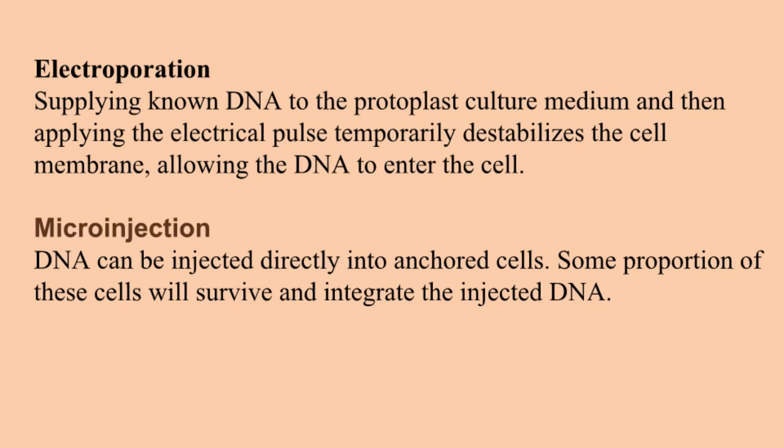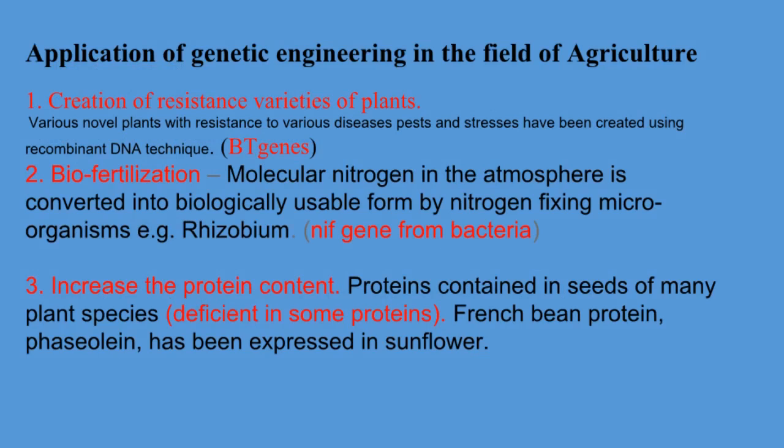Microinjection: DNA can be injected directly into anchored cells. Some proportion of these cells will survive and integrate the injected DNA. Application of genetic engineering in the field of agriculture. 1. Creation of resistant varieties of plants. Various novel plants with resistance to various diseases, pests, and stresses have been created using recombinant DNA technique genes. 2. Biofertilization. Molecular nitrogen in the atmosphere is converted into a biologically usable form by nitrogen-fixing microorganisms, for example Rhizobium.